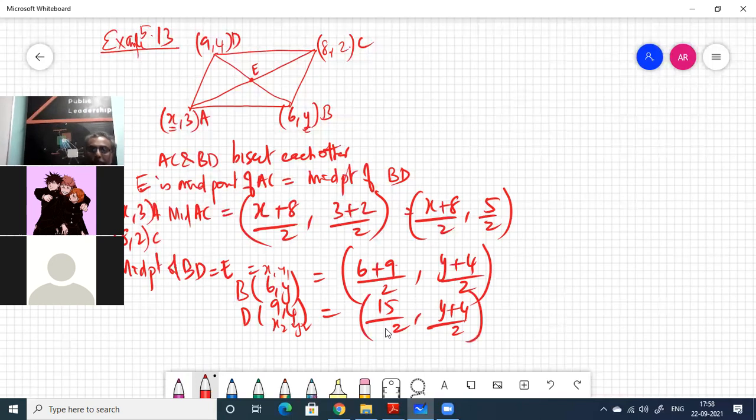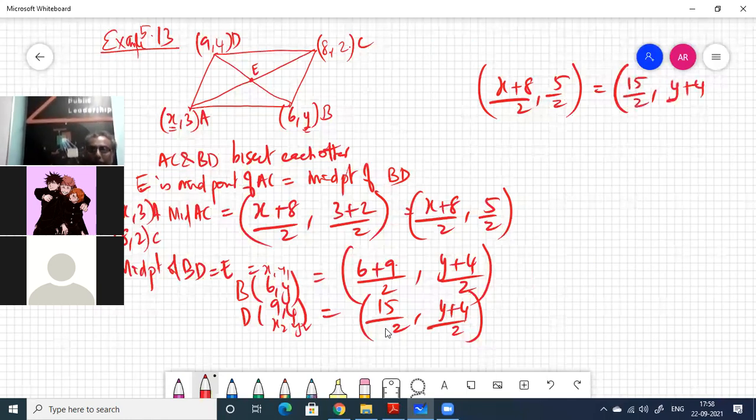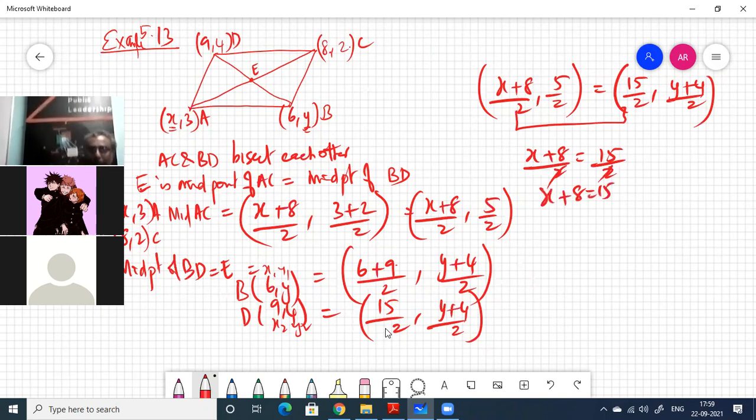So (x plus 8) by 2 comma 5 by 2 is equal to 15 by 2 comma (y plus 4) by 2. That means x plus 8 by 2 is equal to 15 by 2. Cancel the 2: x plus 8 is equal to 15. x is equal to 15 minus 8, that is 7. So you found x.